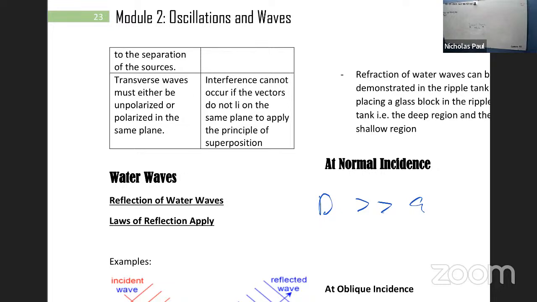That symbol means much larger than. D must be much larger than E. It's not just greater than, it's much greater than.